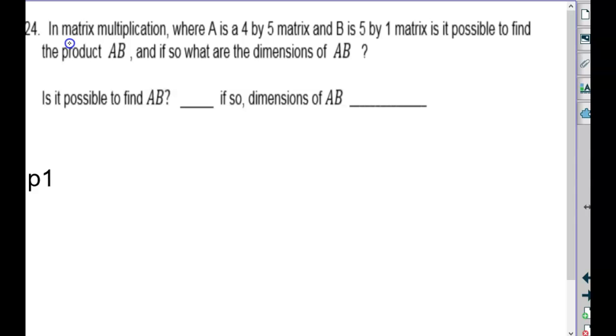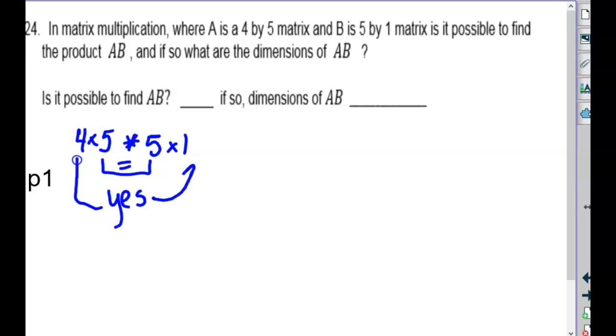Number 24 is the next one I have here. In matrix multiplication, where A is 4 by 5 and B is 5 by 1, is it possible to find the product of A times B? So a 4 by 5 times a 5 by 1, and these are the same, so it's yes.